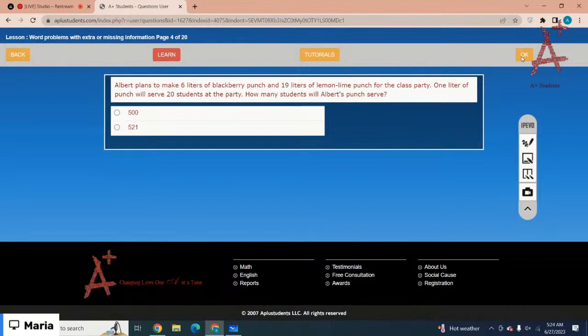Albert plans to make 6 liters of blueberry punch and 19 liters of lemon lime punch for the class party. 1 liter of punch will serve 20 students at the party. How many students will Albert's punch serve? Okay, so 19 plus 6 makes 25. That means you have a total of 25 liters of punch. Got it?